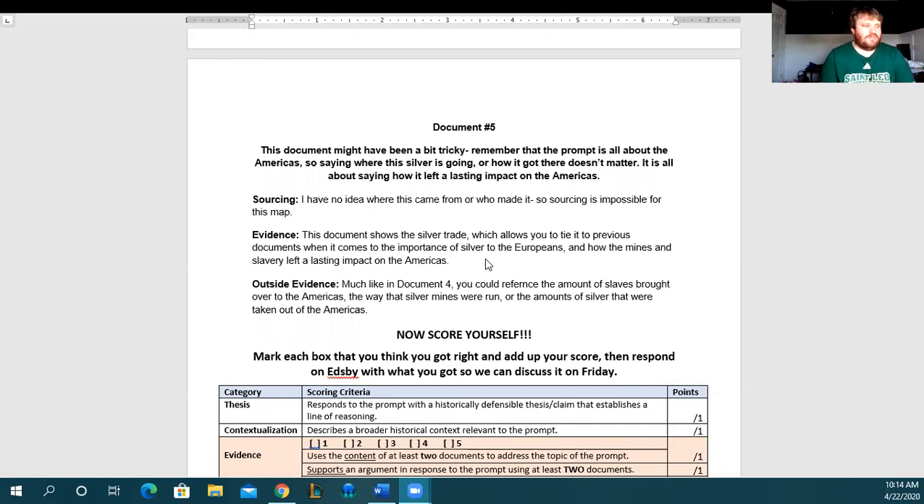For outside evidence, much like in document 4, you could reference the amount of slaves brought over to the Americas, the way that the silver mines were run, or the amounts of silver that were taken out of the Americas, and kind of talking about all of those things. This is not all encompassing. This is just what I could think of and how I most directly saw this going, right?